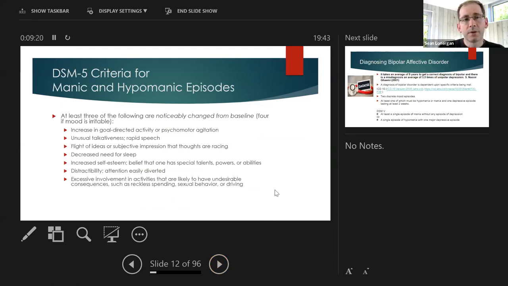So the criteria for manic or hypomanic episodes is that at least 3 of the following symptoms are noticeably changed from the person's baseline, and 4 if mood is irritable. That's increase in goal-directed activity or psychomotor agitation, unusual talkativeness, including rapid speech, flight of ideas or subjective impression that thoughts are racing, decreased need for sleep, increased self-esteem, special talents, powers, abilities, plans, distractibility and attention is easily diverted, and excessive involvement in activities that are likely to have undesirable consequences.